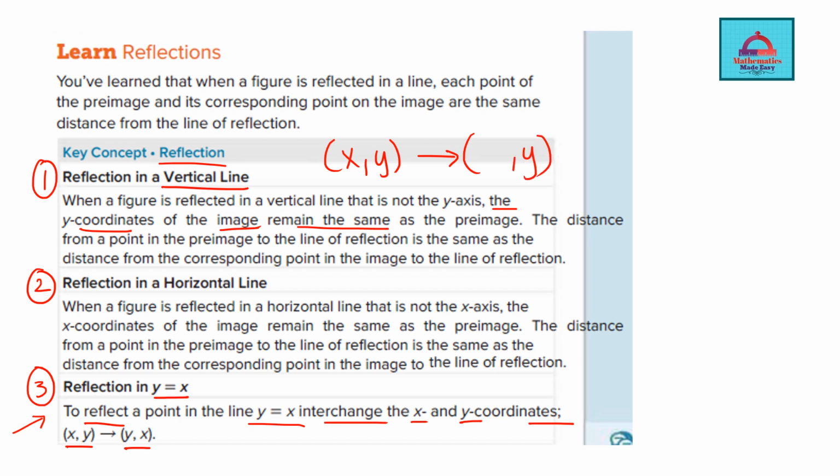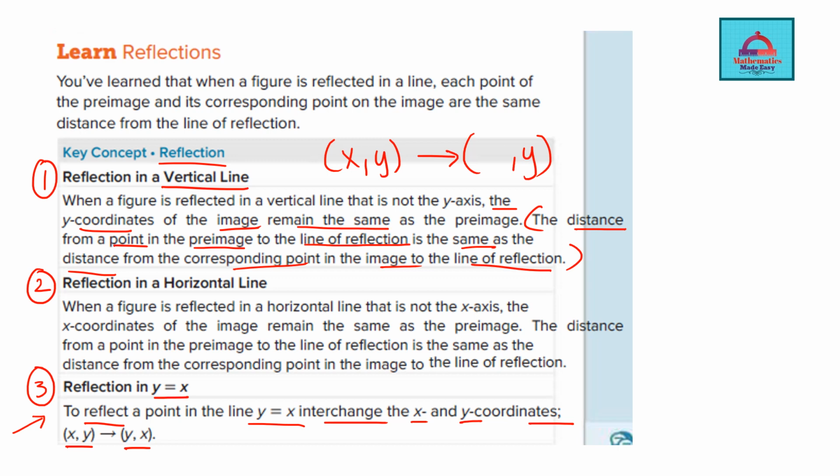Remember this. This is about the vertical line. And what will be the new x coordinate? It will be calculated using this rule. That is, the distance from a point to the pre-image to the line of reflection is the same as the distance from the corresponding point to the image of the line of reflection. We are going to understand this in the next slide when we solve the questions on vertical line.